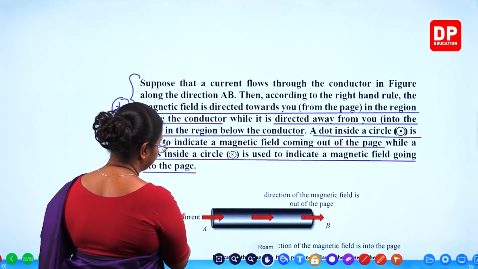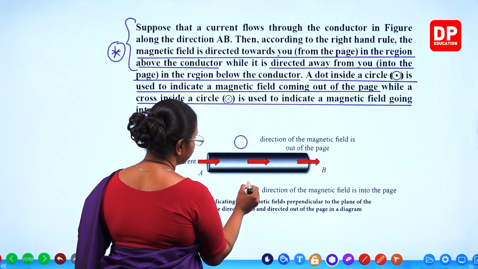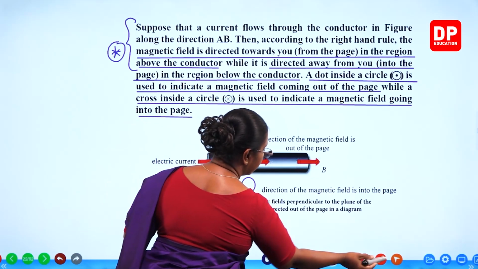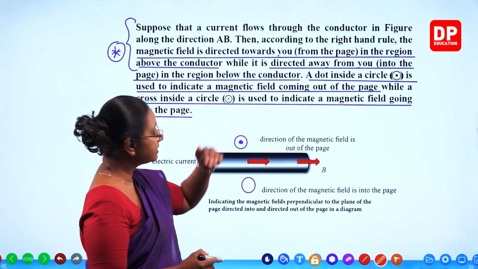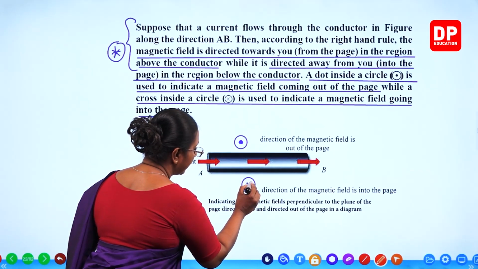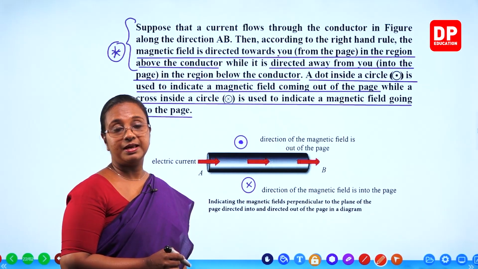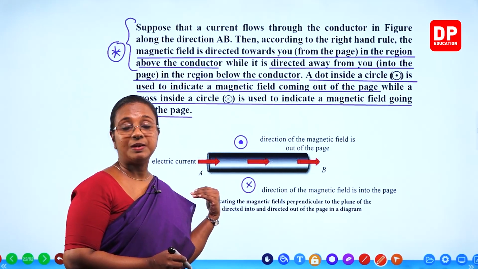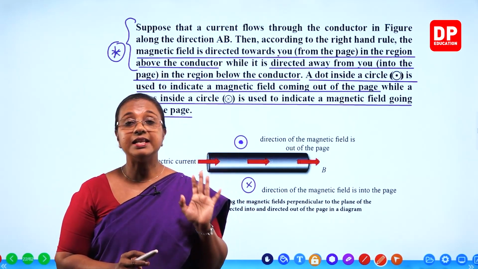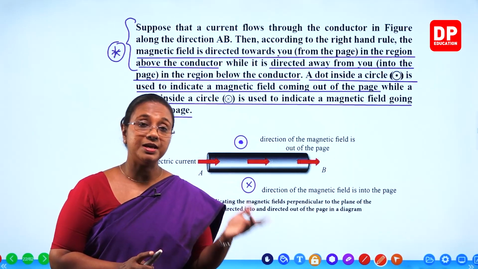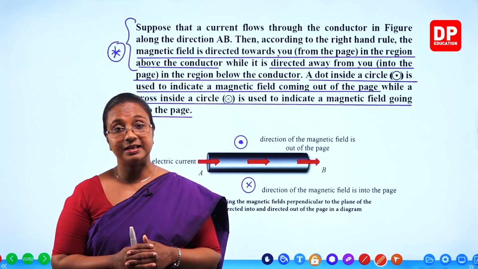So based on that, like I showed you all in the diagram, we use a circle like that, and here we have a dot because the direction of the magnetic field is out of the page, and here we have a cross because the direction of the magnetic field is into the page. So same thing what I explained before. Is that clear, students? So you should know to identify the direction of the magnetic field based on the direction of the current, and you should know to denote that in a diagram.